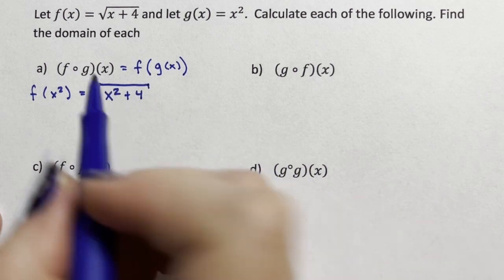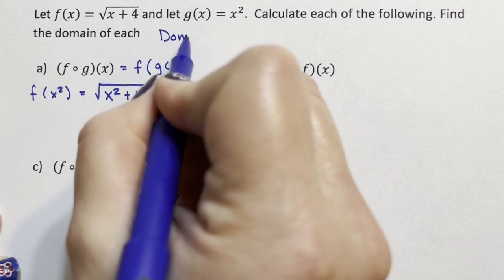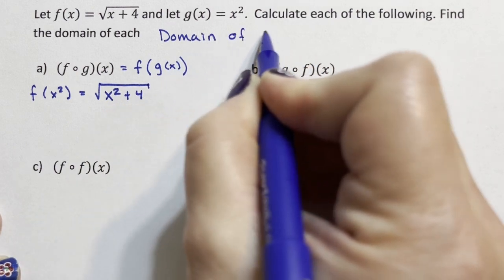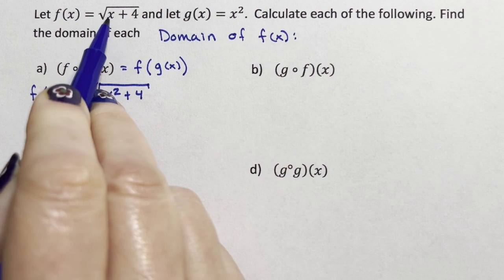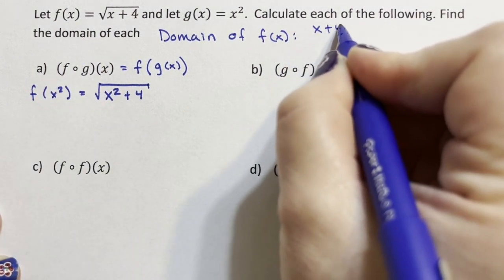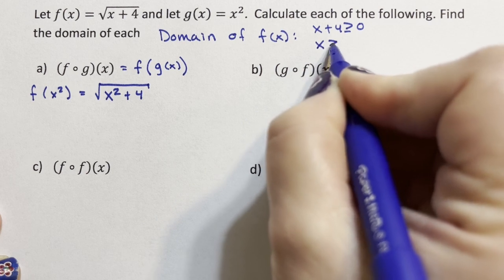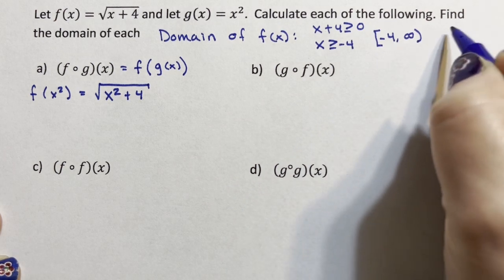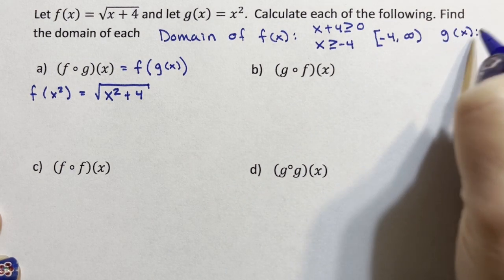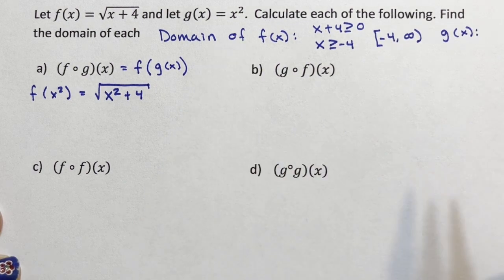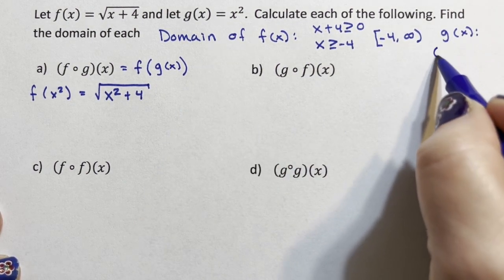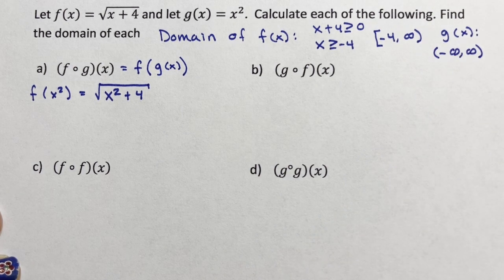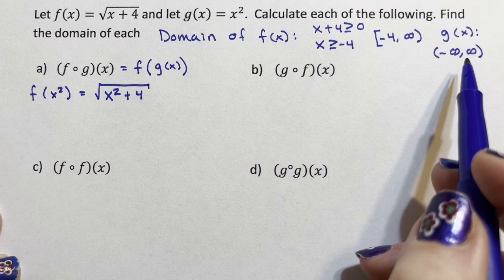Well, I do want to note that the domain of f of x: x plus 4 has to be greater than or equal to 0, so x has to be greater than or equal to negative 4. So my domain is negative 4 to positive infinity. And my domain of g of x, because this is x squared, is going to be all real, negative infinity to positive infinity. There are no restrictions on what you can put into x squared. So it's kind of nice to see where we're starting from with our domains.